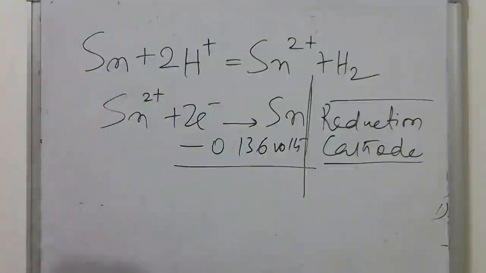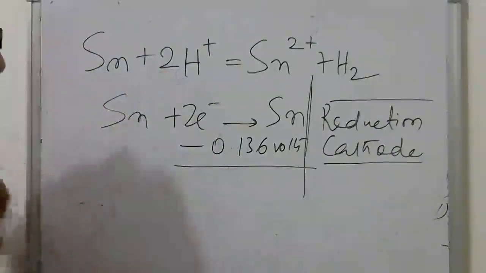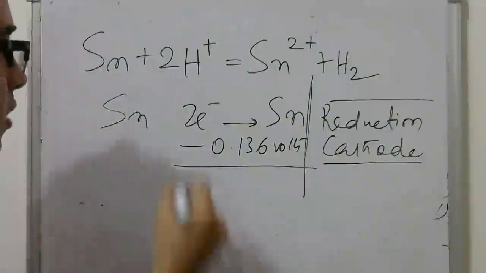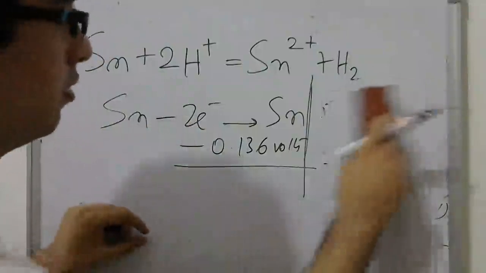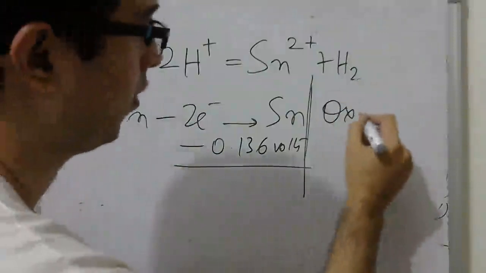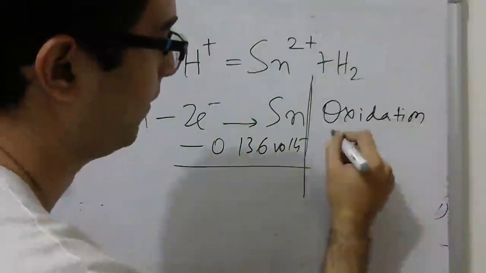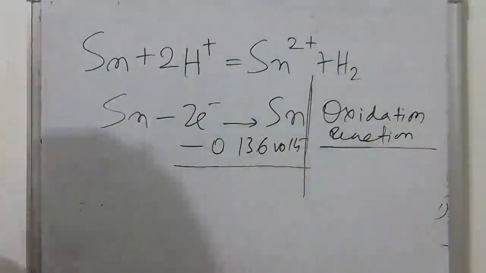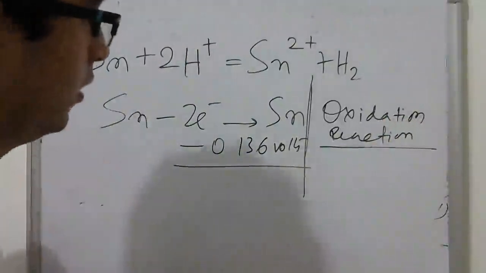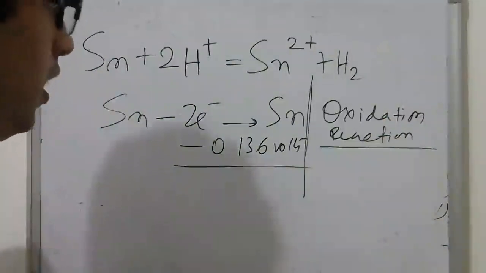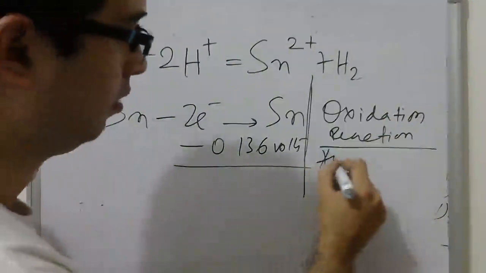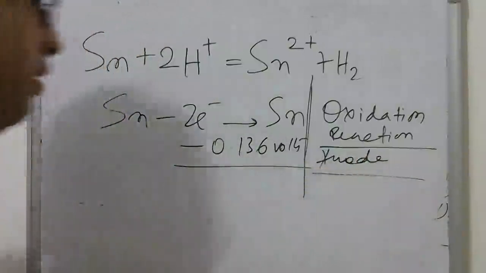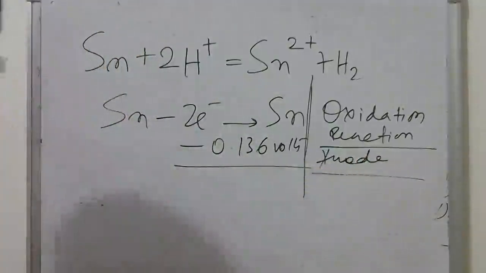Or have I made a mistake again? Oh, I'm sorry, I've made a mistake again. Sn is leaving electrons, right? So this is an oxidation reaction, and anode. I'm sorry, please make the corrections.